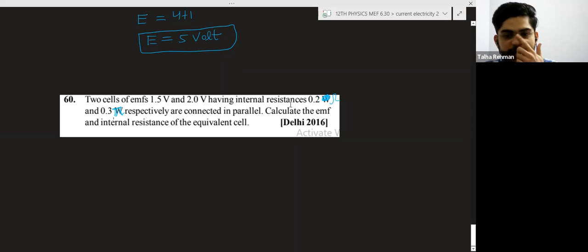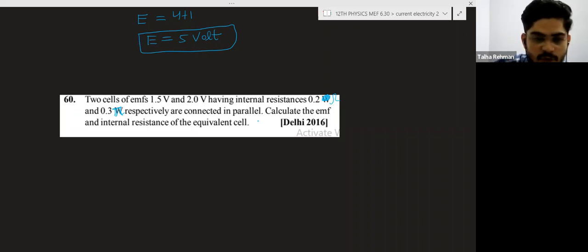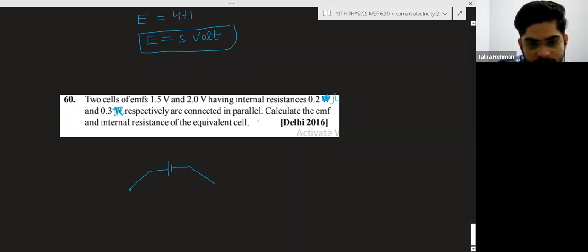Just read again. Two cells of EMF 1.5 volt and 2.0 volt having internal resistance 0.2 and 0.3 respectively are connected in parallel. Calculate the EMF and the internal resistance of the equivalent cell. So we have two cells and we are connecting those two cells in parallel. This is the condition we have.